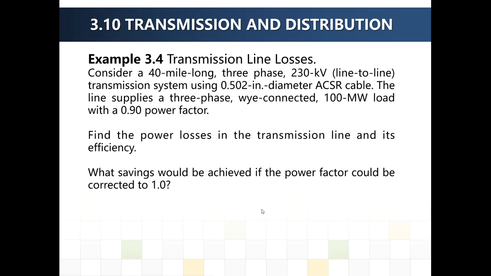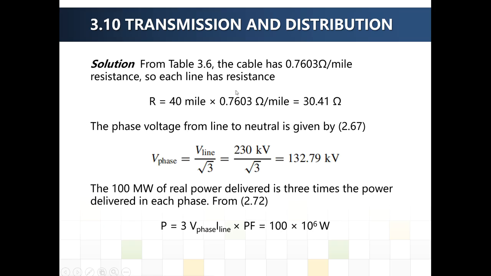Since we know they use a 0.502-inch diameter ACSR cable, we need to find this cable's resistance. From Table 3.6, we know this cable has a 0.7603 ohm per mile resistance. Since the line is 40 miles long, the total resistance is 30.41 ohm.